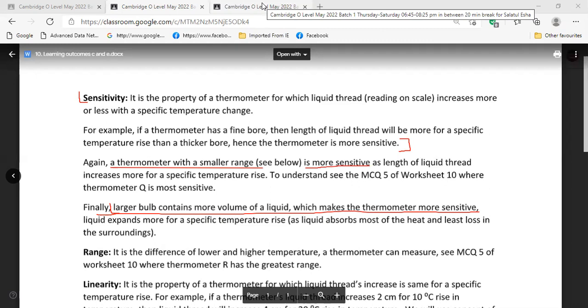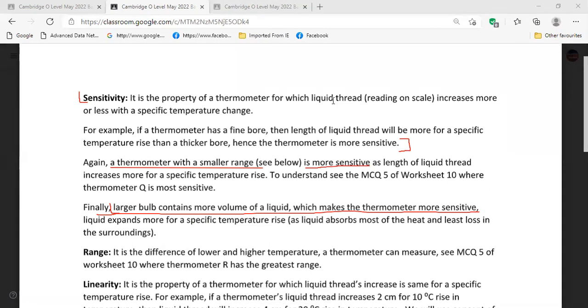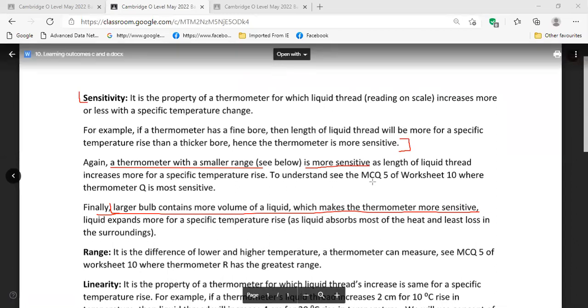A thermometer with a smaller range is more sensitive. Just beside this writing, write this one: MCQ 5 of worksheet 10. You write this in brackets. And now we are going to that question. Range of thermometer, you understand.